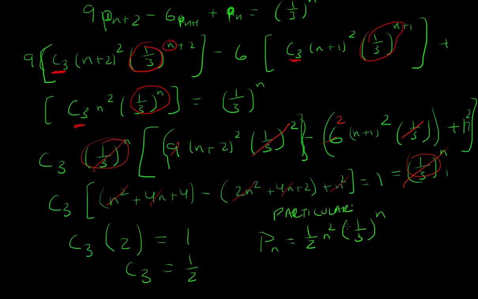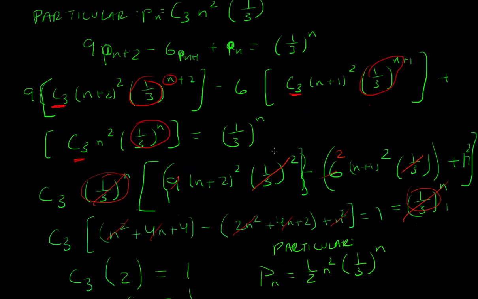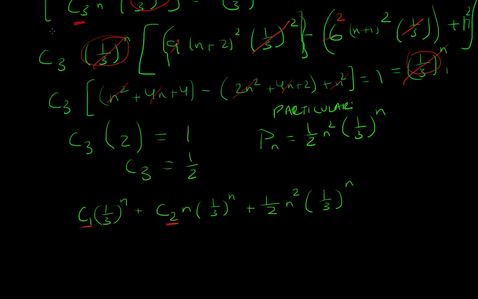To get the whole solution, we need to combine the particular with the homogeneous solution. So that was C1 (1/3)^n + C2 n (1/3)^n + (1/2) n² (1/3)^n. But the problem here is we don't know what C1 and C2 are, so we need to use the initial conditions to solve for them.